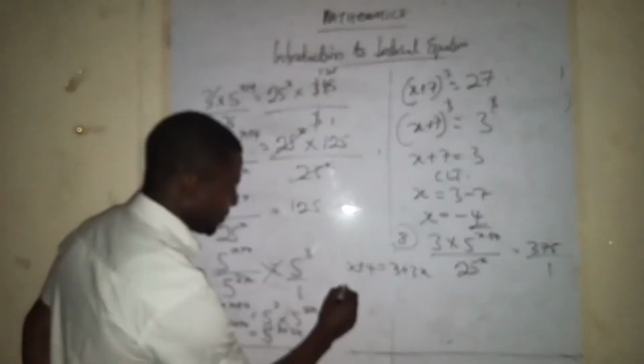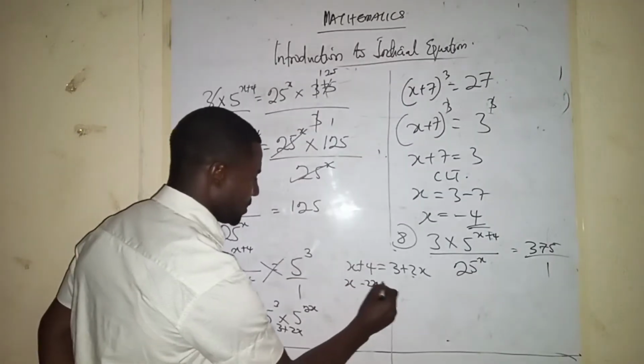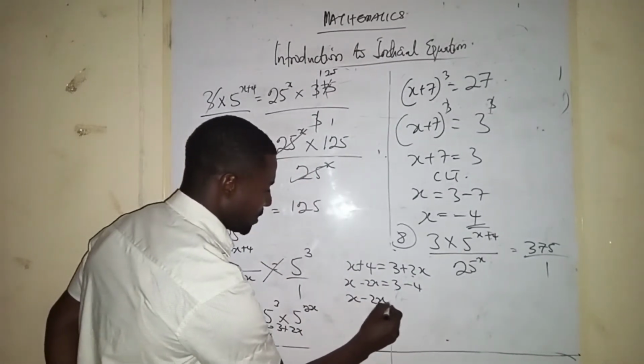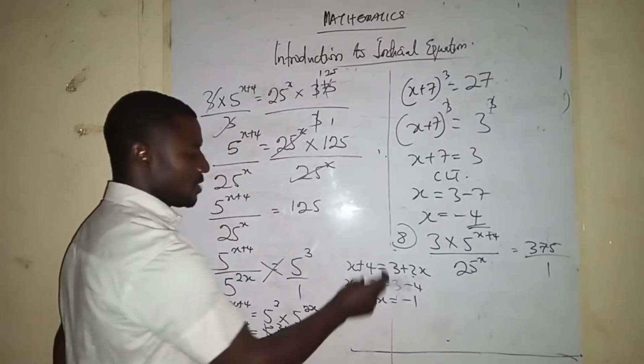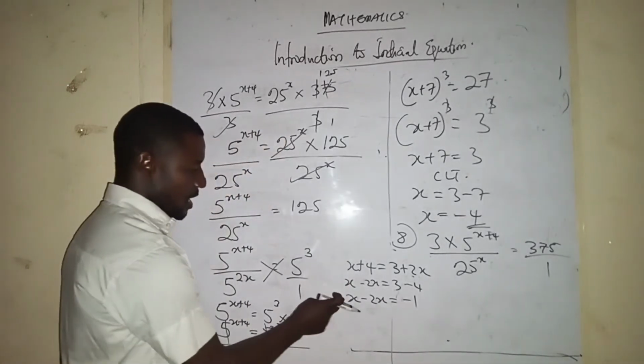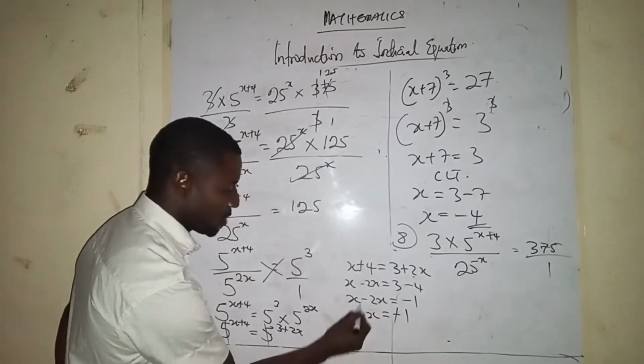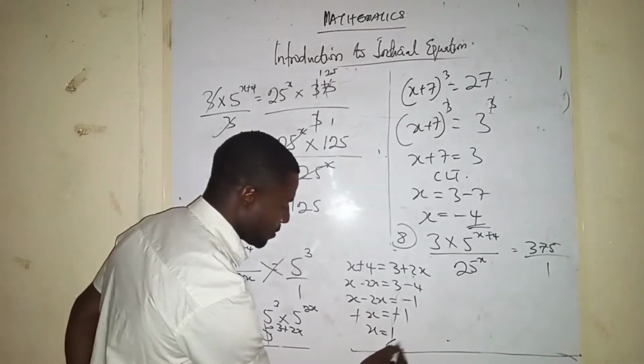Collect like terms. You have x minus 2x is equal to 3 minus 4. x minus 2x is equal to minus 1. 3 minus 4 will give you minus 1. x minus 2x will give you what? Minus x is equal to minus 1. Minus will cancel minus. So you have x equals to what? 1.